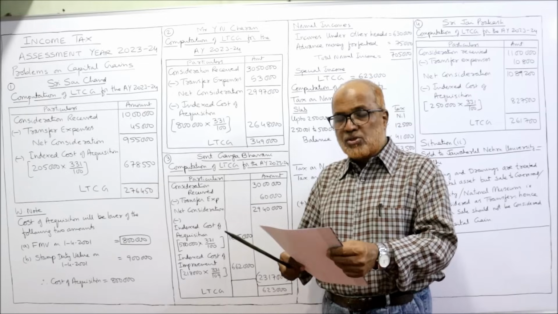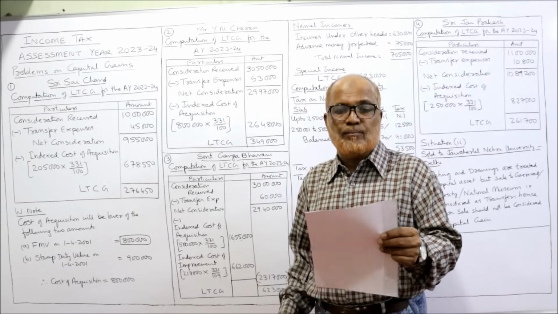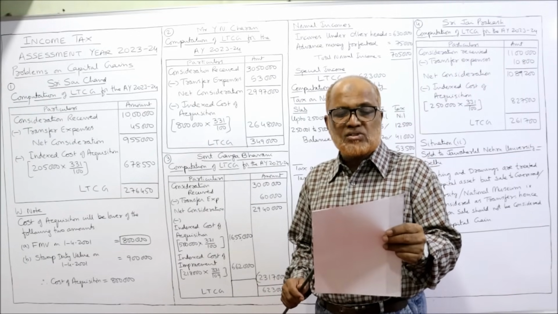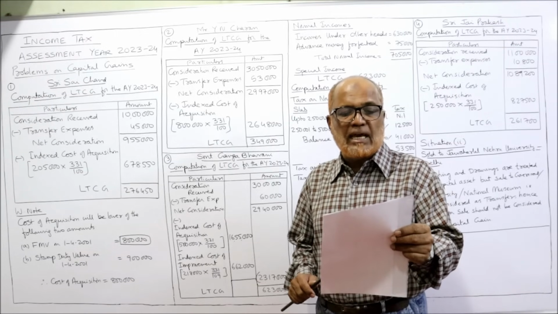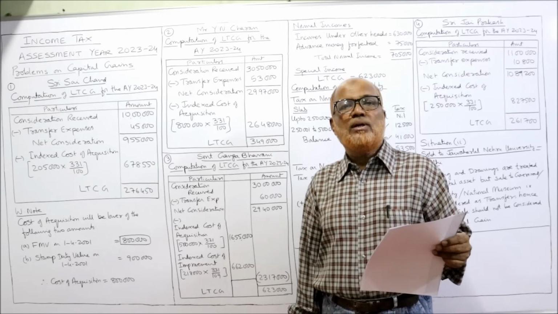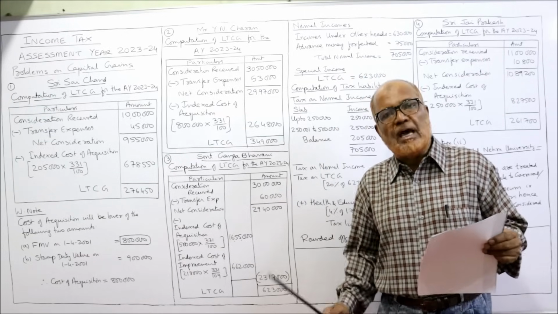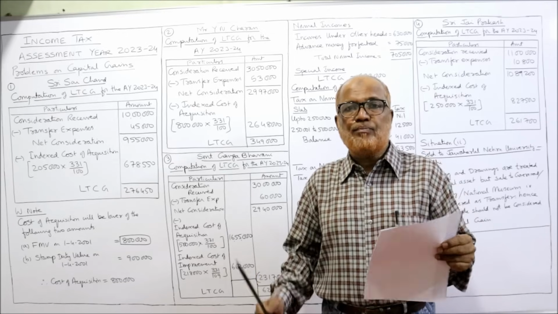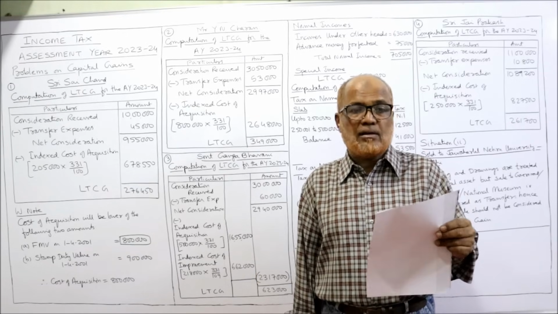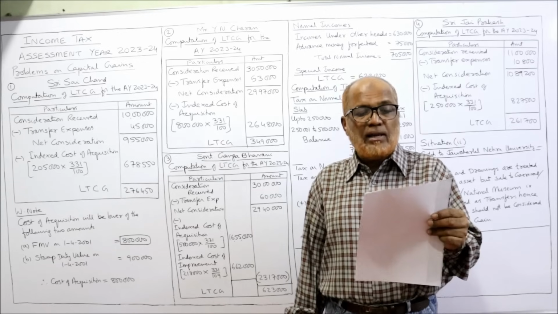So he has purchased before 1/4/2001. At what price he has purchased? 1,02,000. Fair market value on 1/4/2001 is 8 lakh. So actually he has purchased for 1,02,000, but FMV on 1/4/2001 is 8 lakh. So he can select whichever is higher. 8 lakh is higher. And stamp duty value is 9 lakh.